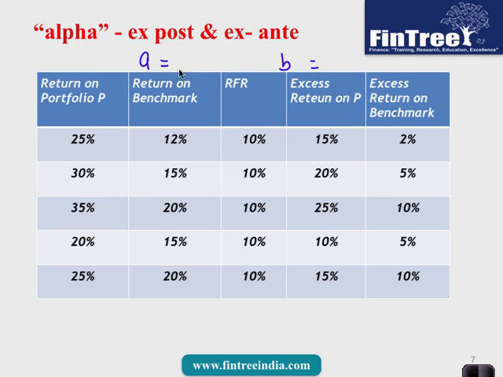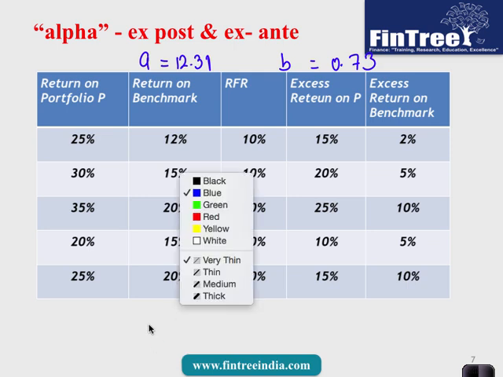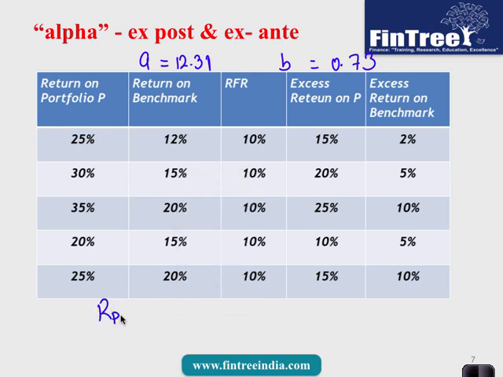A is how much? 12.31 and B is 0.73. So we have an equation like this, that we can forecast excess return on portfolio, which is equal to 12.31 plus a beta of 0.73 into excess return on the benchmark, plus there would be a random error term. And this 12.31 is the alpha of that particular portfolio manager, which is the same as residual return. Are we good to go ahead?